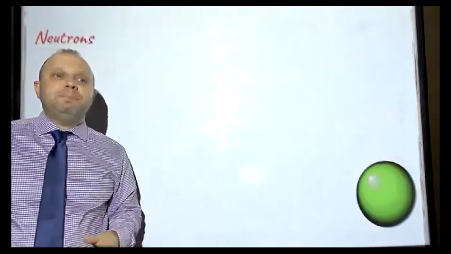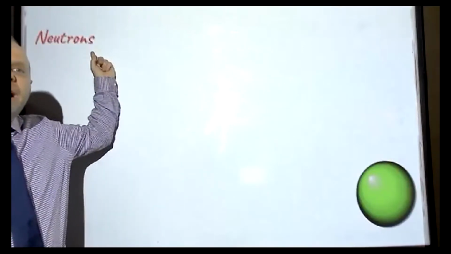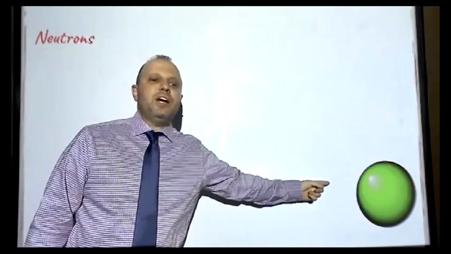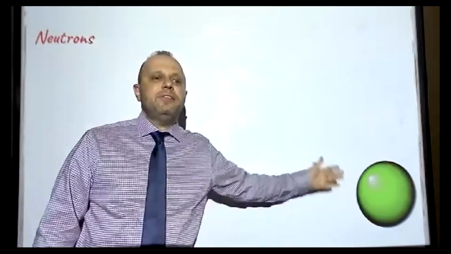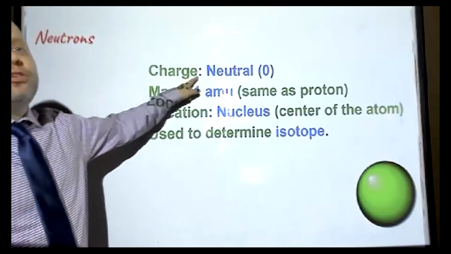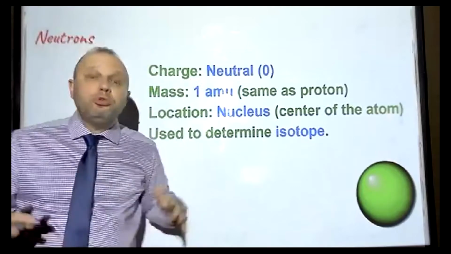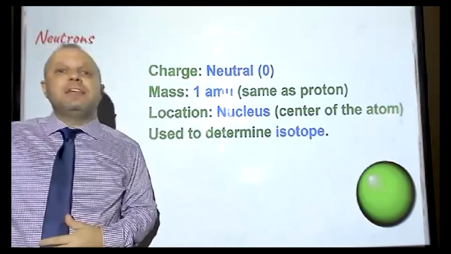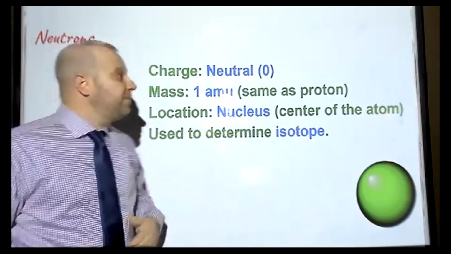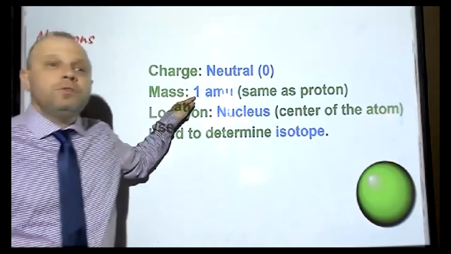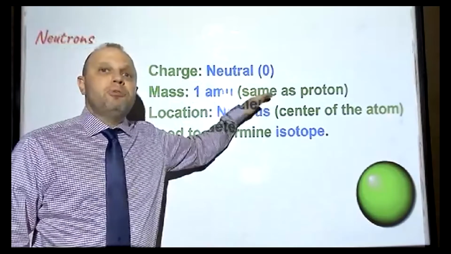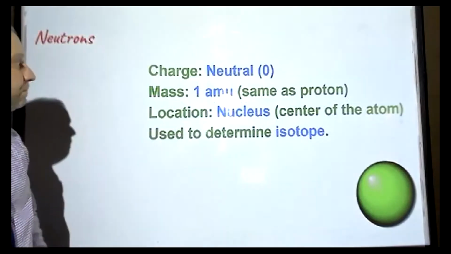Okay, our second particle, as you can see behind me, is the neutron. It's about the same size as a proton. So if you look over here, it's roughly the same size as a proton. It has a charge that is neutral. That means no charge whatsoever. So it's not positive and it's not negative. The mass is also 1 AMU, the same mass that we had for a proton. So both of them have a mass of 1 AMU.